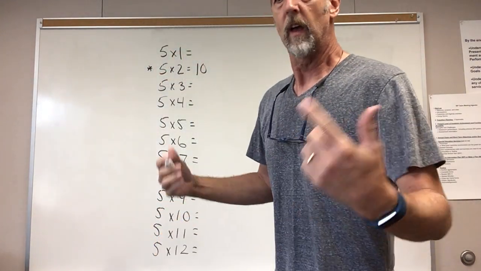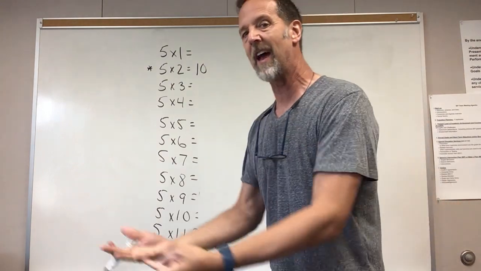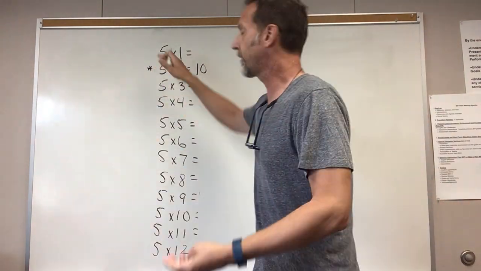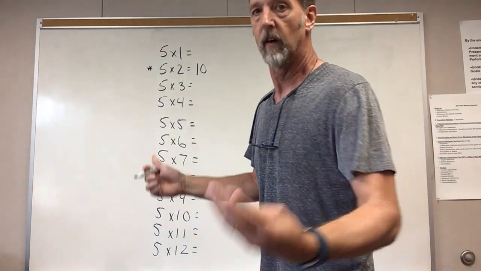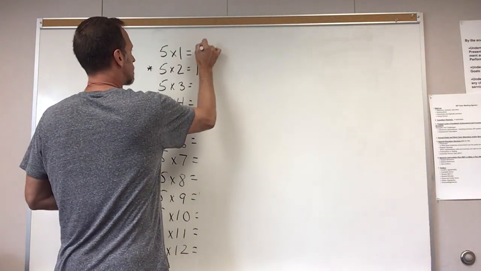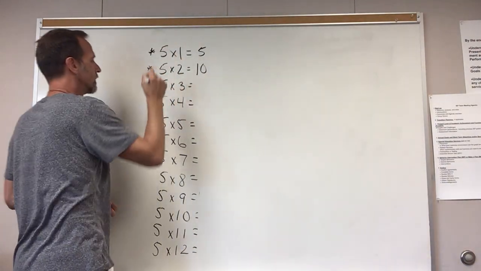We also know any number times 1 is going to be that number. Okay, so we have 5 times 1, that's going to be 5. So we should know that one. So there's one that we should know.